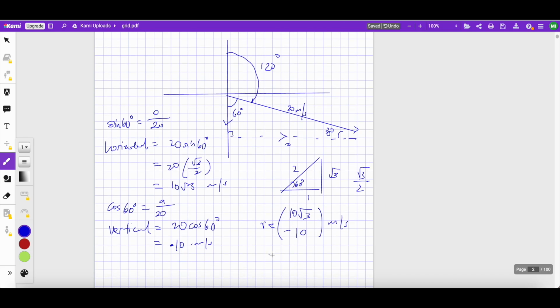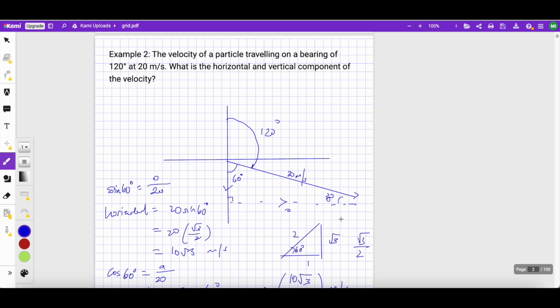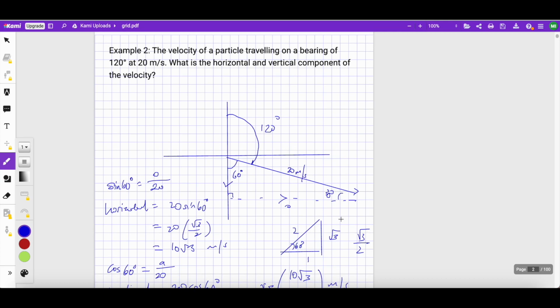You can of course show it in the i, j format, but generally we just use either one of these. Maybe you can pause the video and try this again yourself and see if you can do it. If you're done, you can unpause the video and watch the next part of this video.